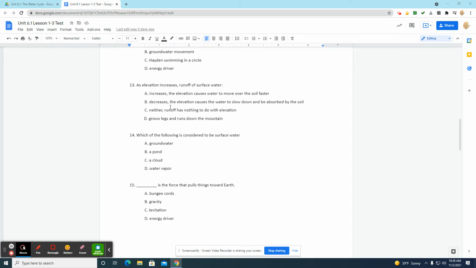13. As elevation increases, runoff of surface water increases. The elevation causes the water to move over the soil faster. Decreases. The elevation causes the water to slow down and be absorbed by the soil. Neither. Runoff has nothing to do with elevation. Or D, the runoff grows legs and runs down the mountain. As elevation increases, what does the runoff of surface water do?